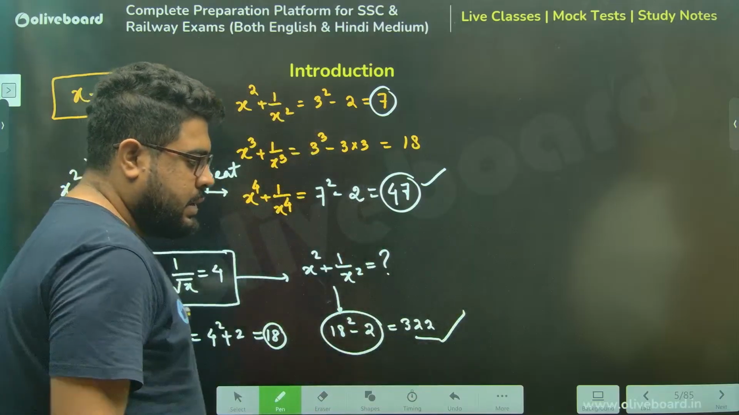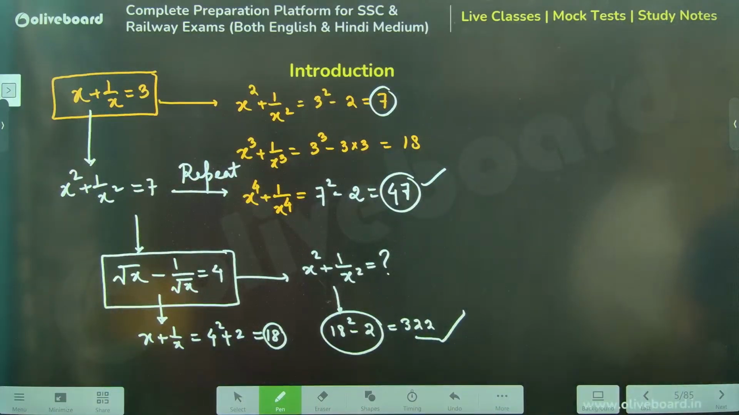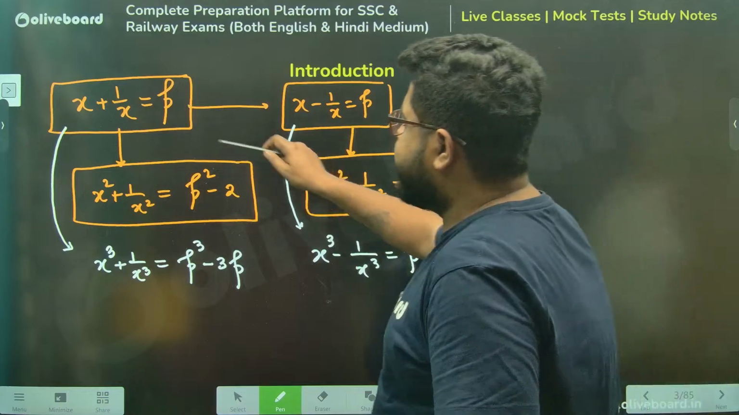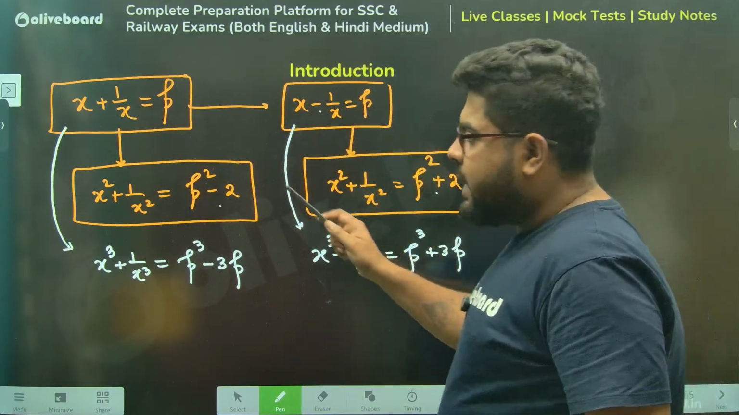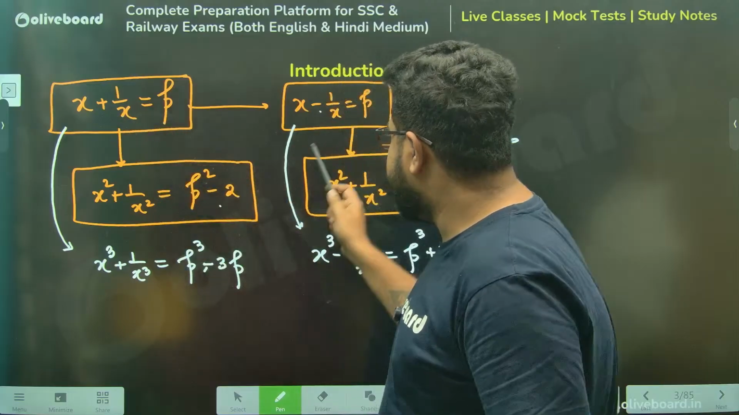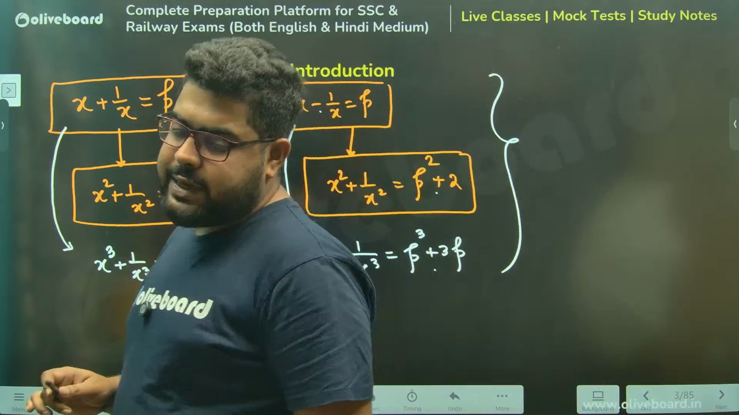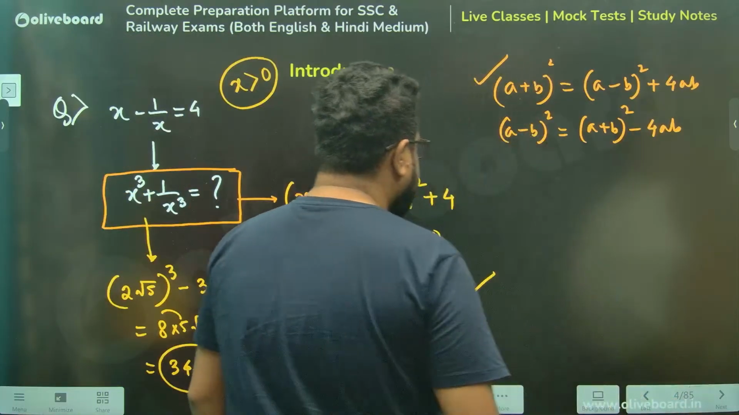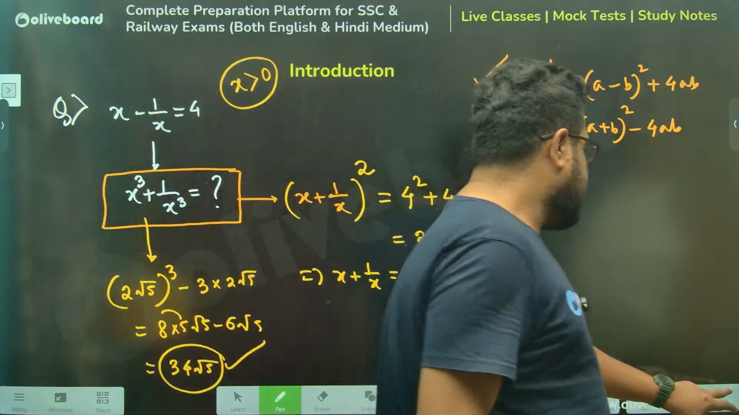Done. Right? So plus minus, always remember, it's always the opposite sign. If it is plus, then it is minus. If it is minus, then it is plus. So always the rule of opposite sign will come into play. So this is how they ask you the questions, right?